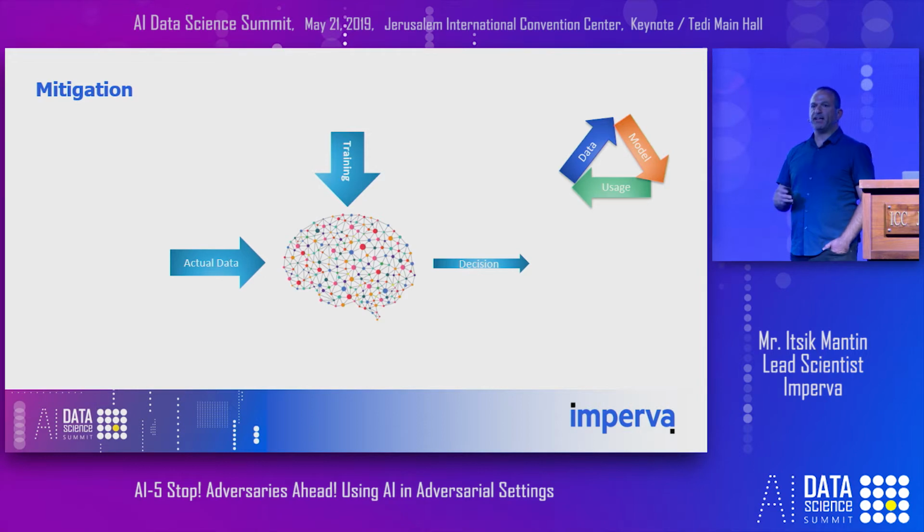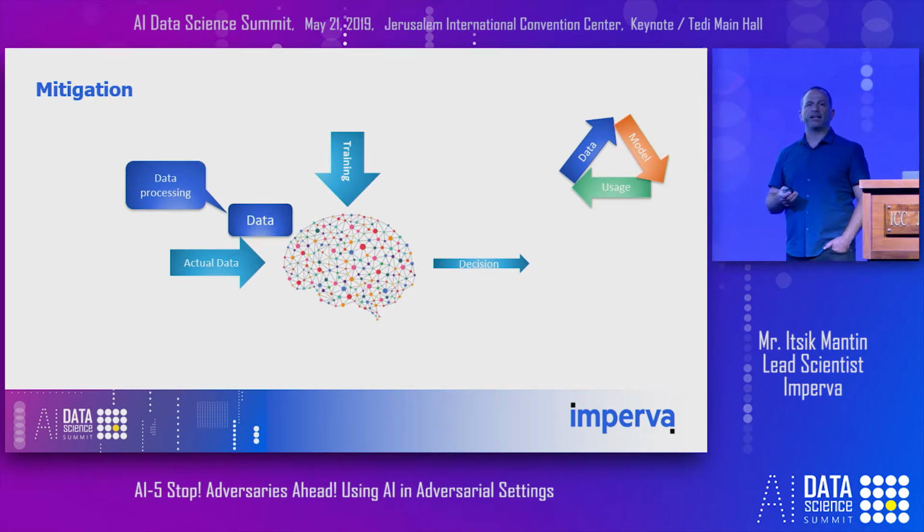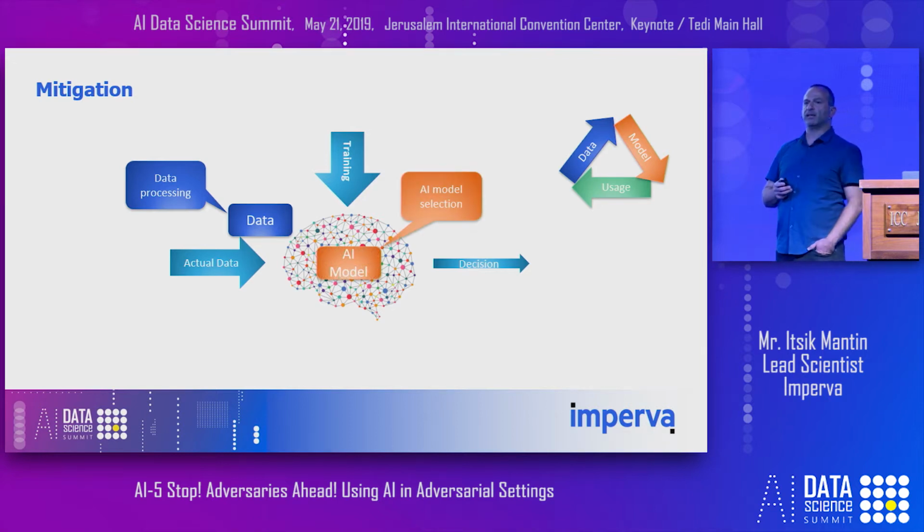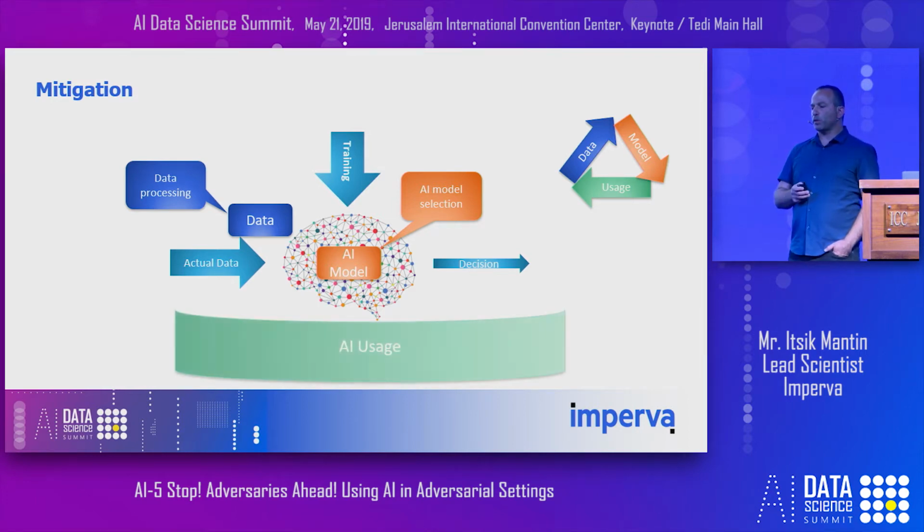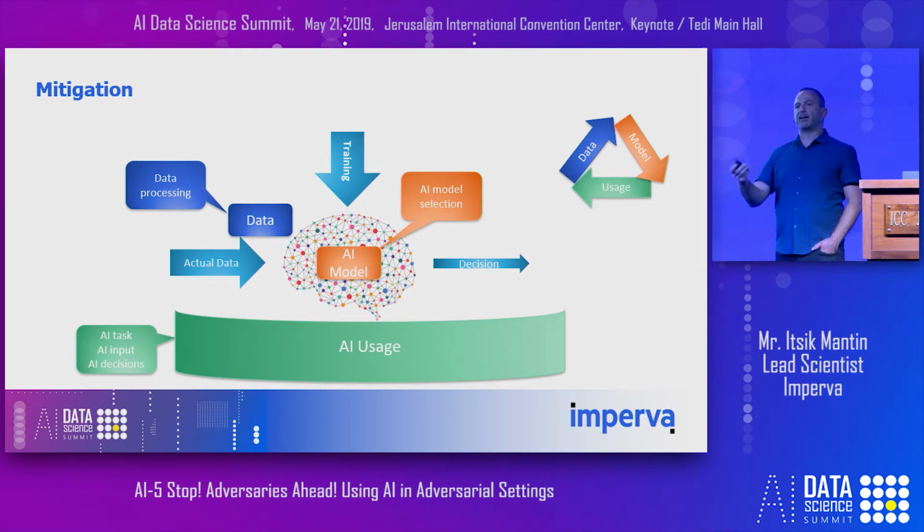We can divide the mitigation into 3 different classes or categories. The first type is in the data area, based on processing of the data before it enters the model. The second is in the selection of the AI model itself. I will dive into each of these categories later. And the third is, in some sense, the AI architecture, the usage of the AI. It's choosing the correct AI task, giving it the right input, or doing different things with the decisions that the AI makes.